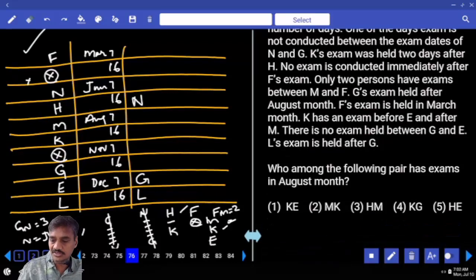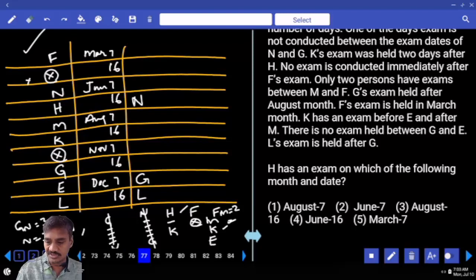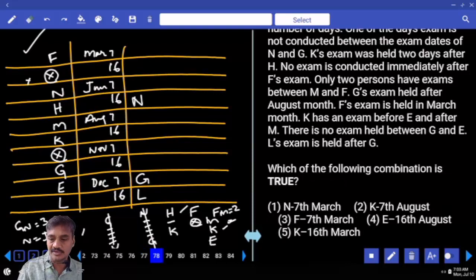Then question 76: who among the following pair has exams in the month of August? Now in the month of August, M and K, that is the choice for question number 76. Then H has an exam on which of the following month and date? H has June 16, 16th of June, that is the choice for 77. And which of the following combinations is true? N 7th March, that is false; K 7th August; F 7th March. Choice 3, question number 78.